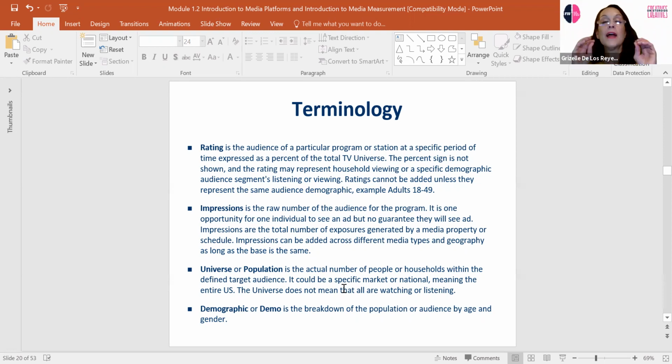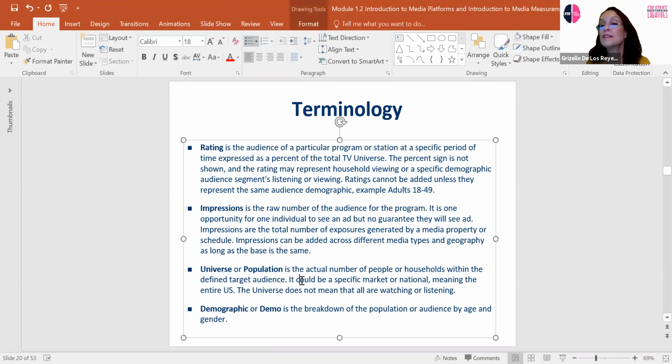If I have X percentage of that population tuned into this show, that's what the rating is. So it's eyeballs to the program divided by the universe, which may or may not be watching television, times 100. The impressions is the actual raw number, like 3 million people. That 3 million is the impressions. Universe and population is that.